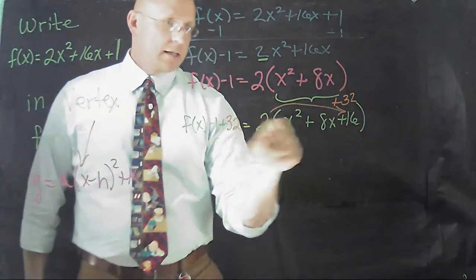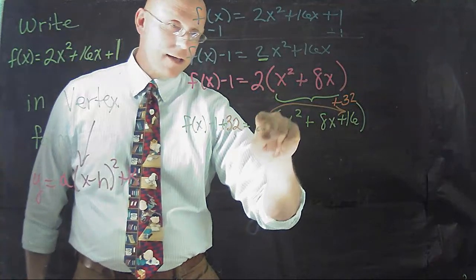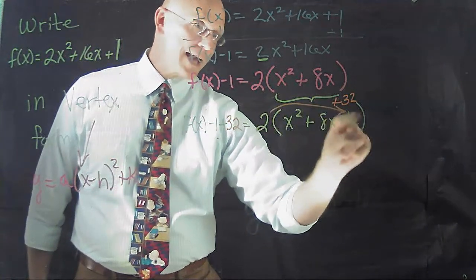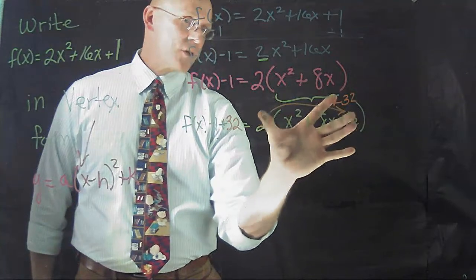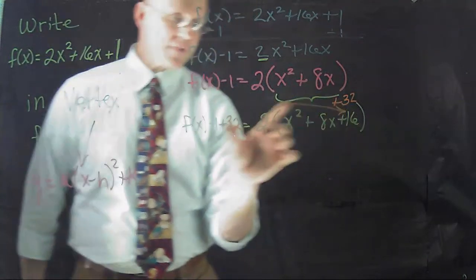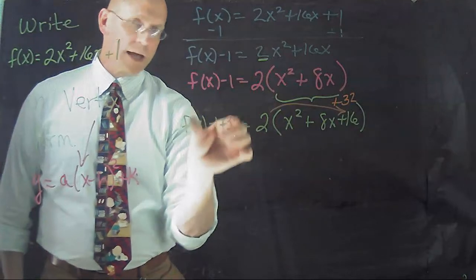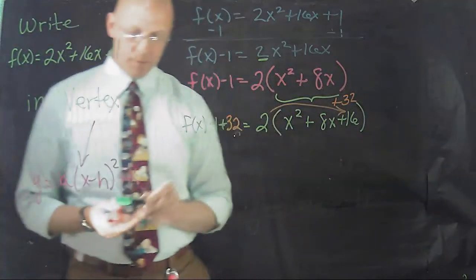Again, since this was not a 1, I had to take this number outside and distribute it to this number I added in here. 2 times 16 is 32. So I've really added a total of 32 on the right-hand side. That means that I have to add 32 on the left-hand side. Now at this point, I can finish up this problem.